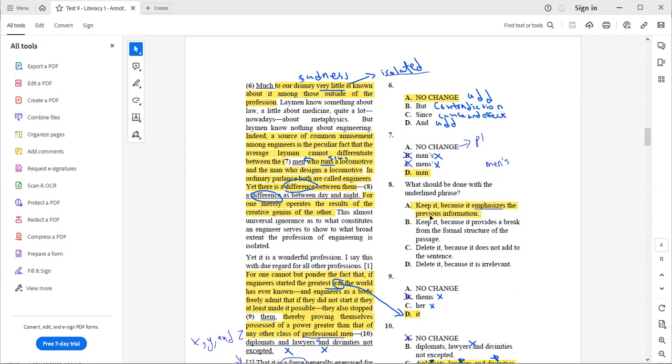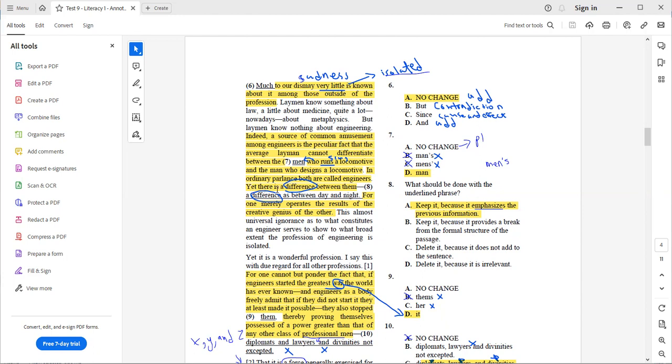Pilot Kareem, question number 8. What should be done with the underlined phrase? Okay. Here, in this kind of question, we have to look first at whether you're going to keep or delete. Then you find the reason. So how am I going to find it, teacher? You have to read the sentence.